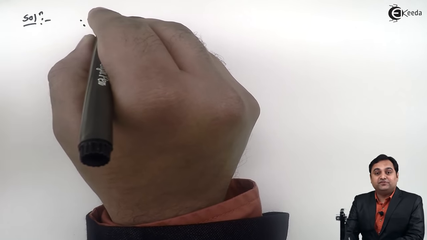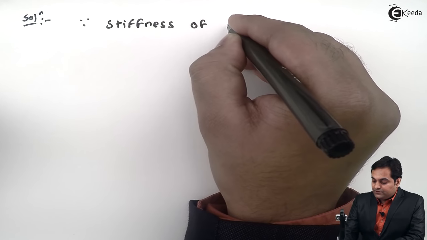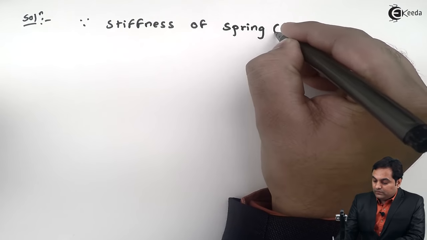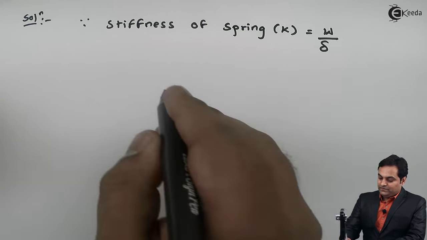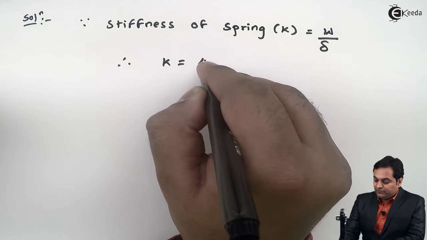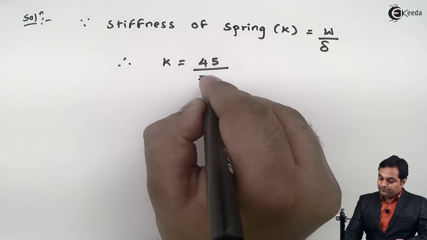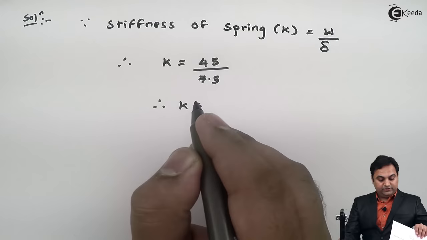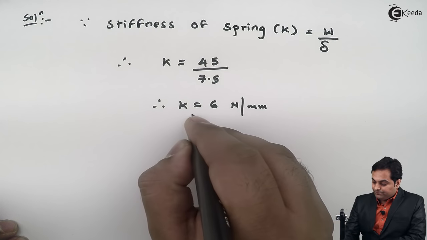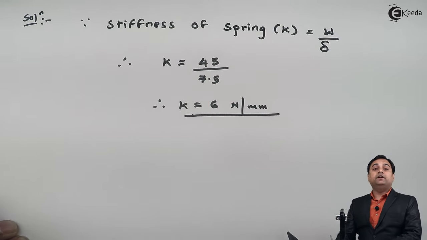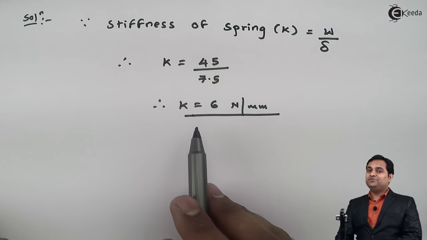so I can get the stiffness of the spring. So stiffness of spring K is equal to load upon deflection. So therefore K will be equal to load is 45, deflection is given in the problem as 7.5. Therefore K value comes out to be 6 Newton per mm. This is the stiffness of the spring. It means to deflect the spring by 1 mm, we require a minimum load of 6 Newton.